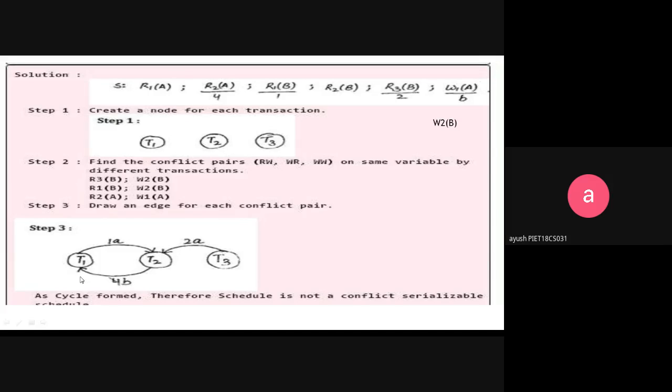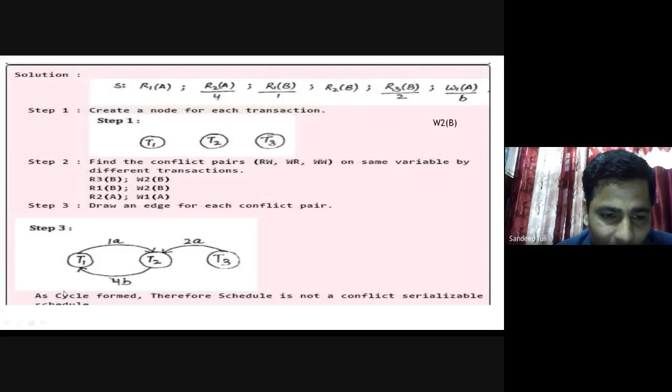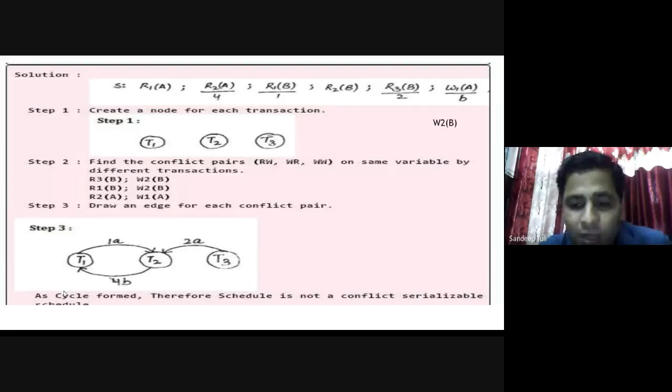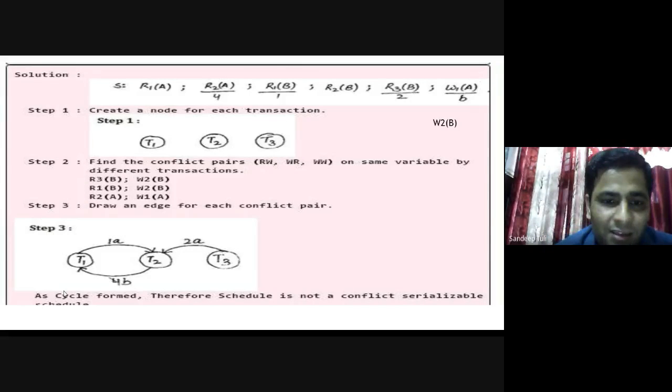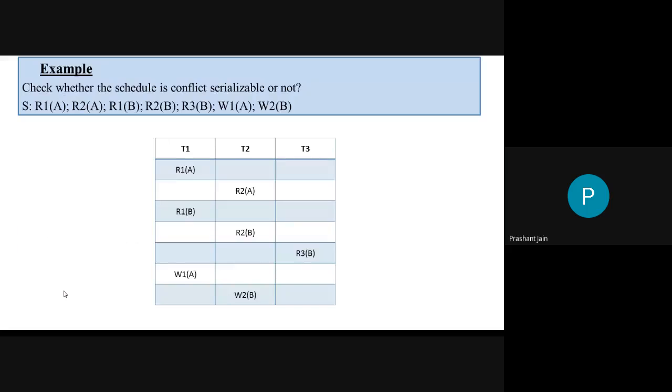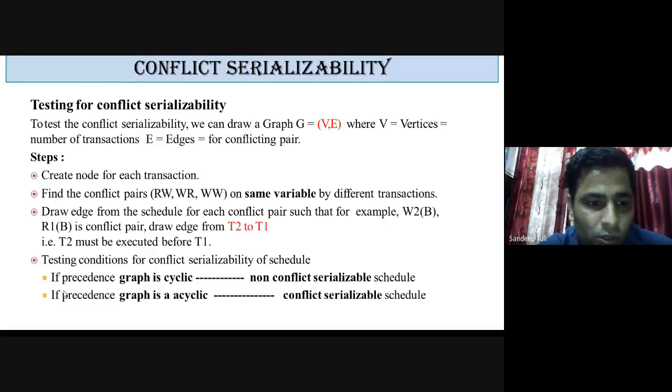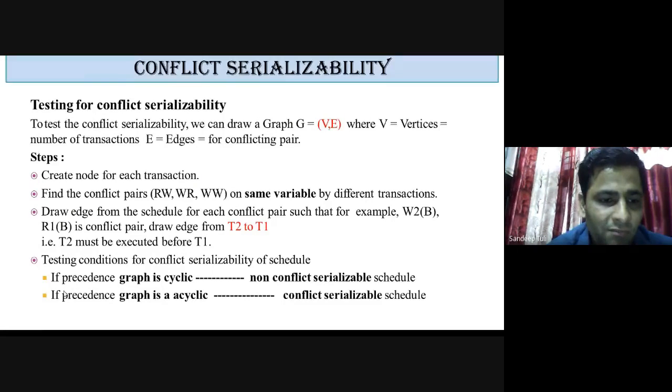Now tell me whether this graph is cyclic or acyclic. Cyclic, sir. Because there is a cycle, that is because of the 1A and 4B edges. 1A and 4B is making a cycle. So this graph is forming a cycle. Therefore, the schedule is not a conflict serializable schedule.